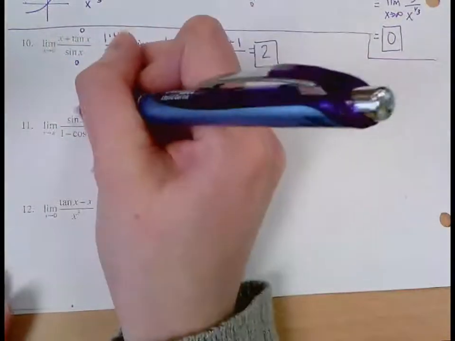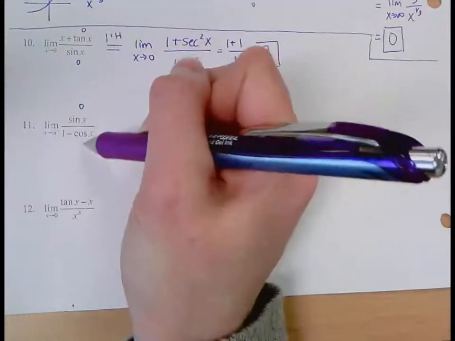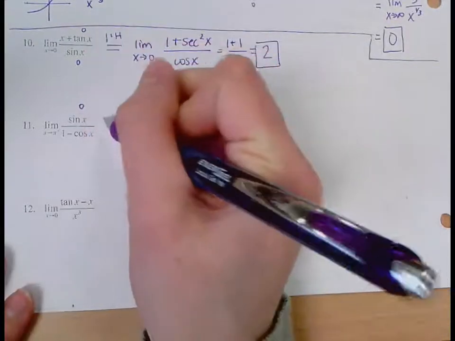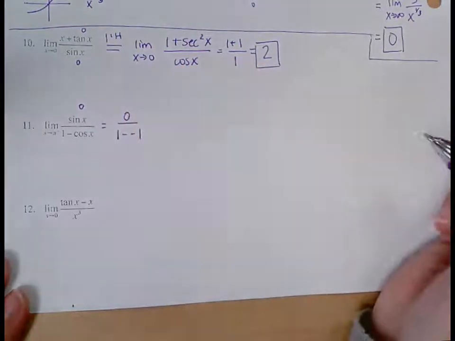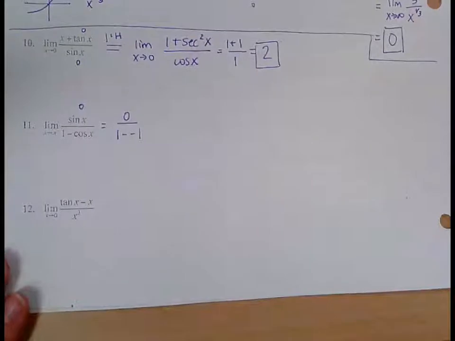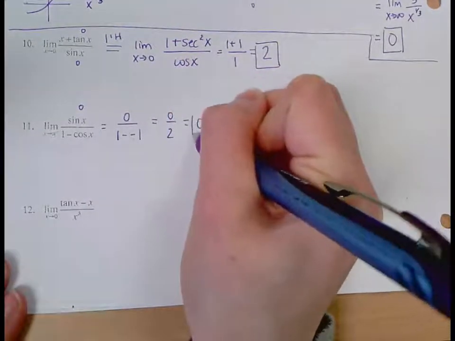Sine of pi is 0. Cosine of pi is negative 1. So this is 0 over 1 minus negative 1. And 1 minus negative 1 is not 0, it's 2. So this limit is 0.